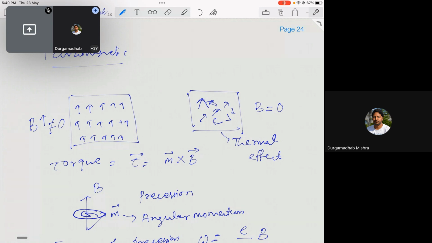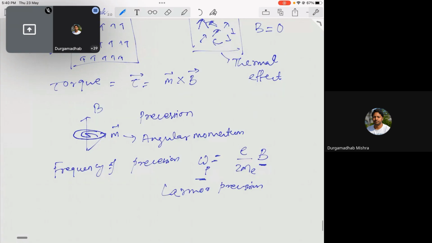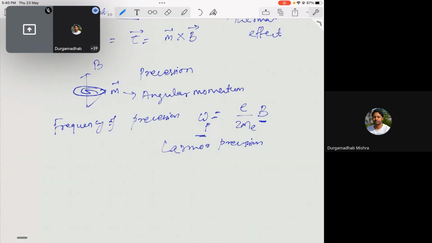Okay, so that means the magnetic moment. When we talk of the average magnetic moment of a paramagnet, it will always be directly proportional to the magnetic field B, but inversely proportional to temperature T. Why? This is the average magnetization or magnetic moment of a paramagnet.